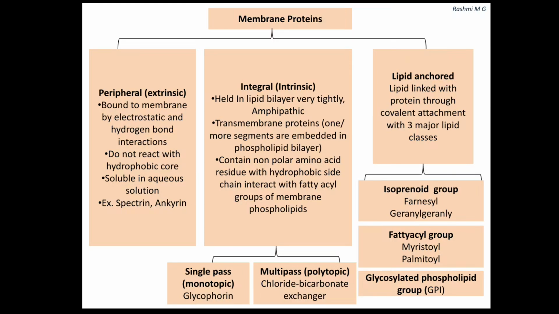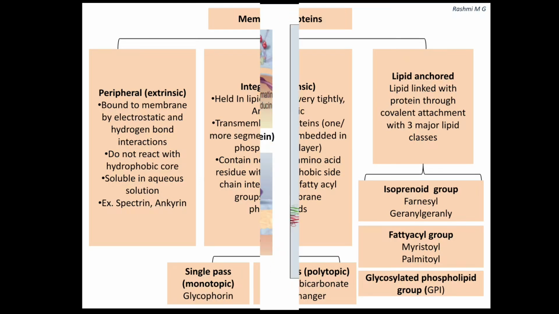These proteins are referred to as peripheral proteins or extrinsic proteins. These proteins are bound to membranes primarily by electrostatic and hydrogen bond interaction and do not interact with the hydrophobic core of the phospholipid bilayer. They are usually bound to the membrane indirectly by interactions with integral membrane proteins or directly by interactions with lipid polar head groups. Most peripheral proteins are soluble in aqueous solution.